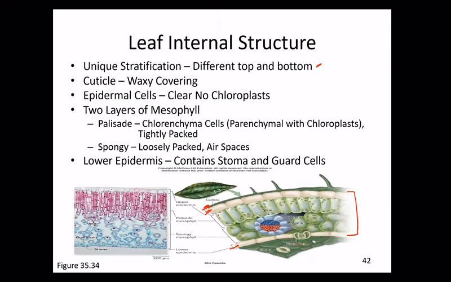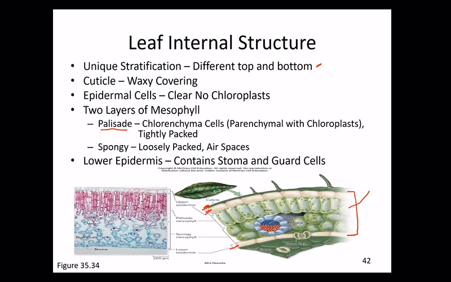Okay, so below the upper epidermis, we have a layer of cells, ground cells, that are very tightly packed together. These are referred to as palisade cells. They're pretty much all made up of the chlorenchyma cells. The chlorenchyma cells are parenchymal cells that contain chloroplasts. And so they're tightly packed together, they're collecting the sunlight. These are the photosynthetic cells.